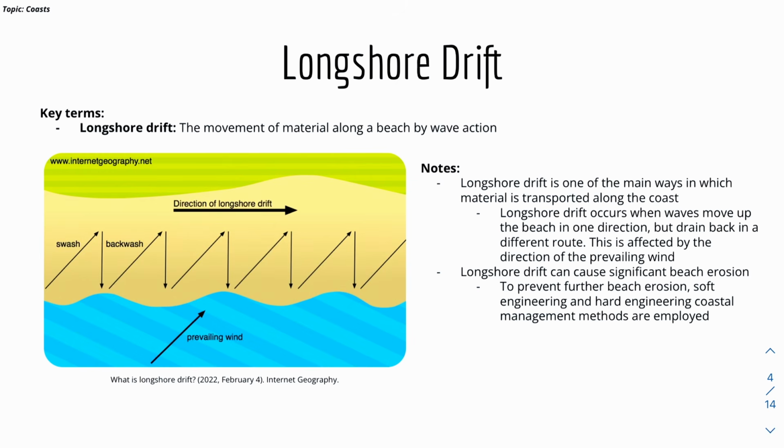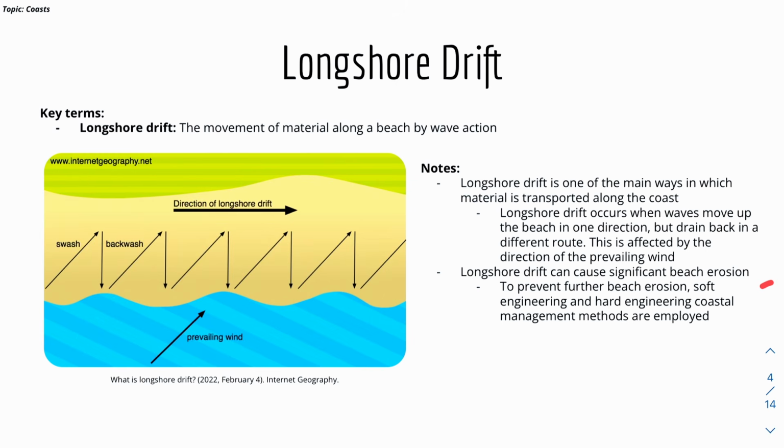So as you can see, the general direction of the waves is to the right because it's going up in the direction, down, up in the direction, down. So it's moving to the right overall. And this is basically the direction of the longshore drift. And here are some notes. So longshore drift is one of the main ways in which material is transported along the coast, as it is quite obvious that if the waves generally move to the right, any load carried by the waves will move to the right. So that's how the loads move or transport along the coast.